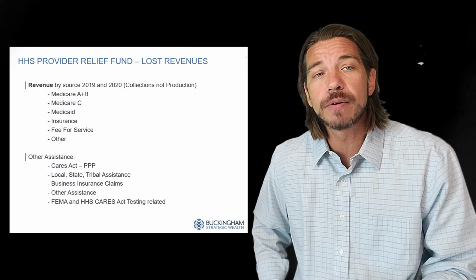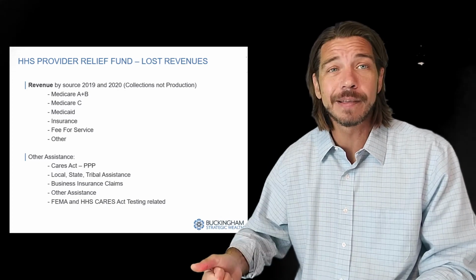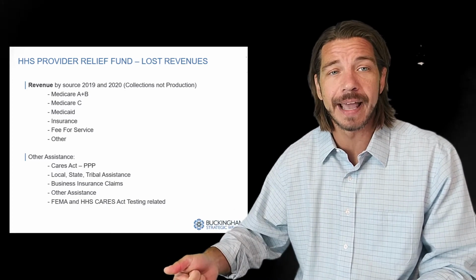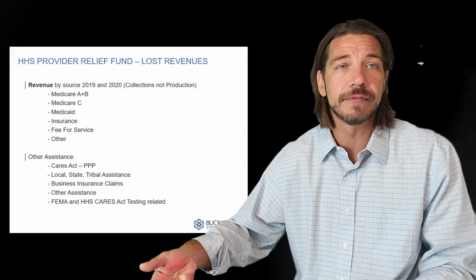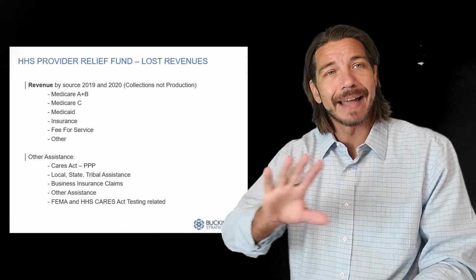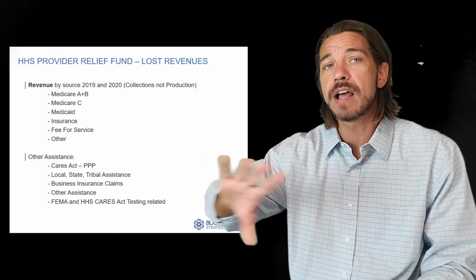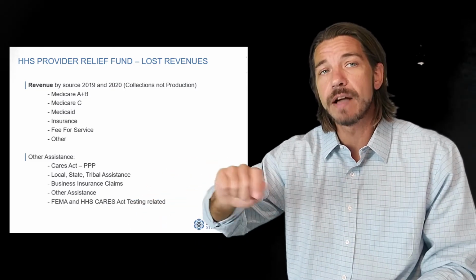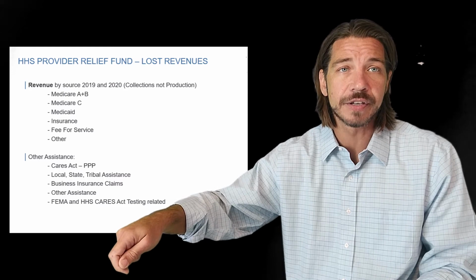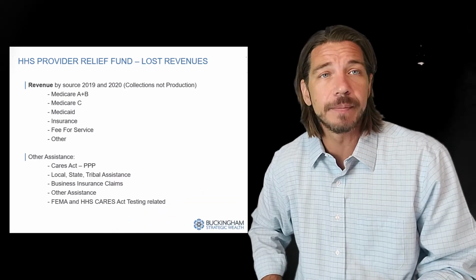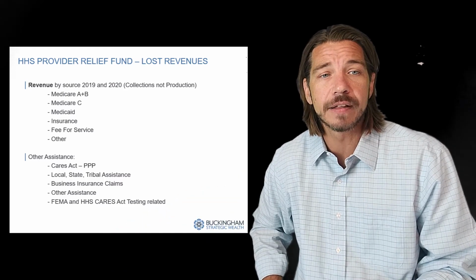And the way that they've broken out those sources is anything related to Medicare, anything related to Medicaid, insurance, or fee for service. So again, on the production side of things, easy to capture those numbers. If you're not following that through based off of those sources to collections, it might be problematic for you to be able to go back and identify those dollars.